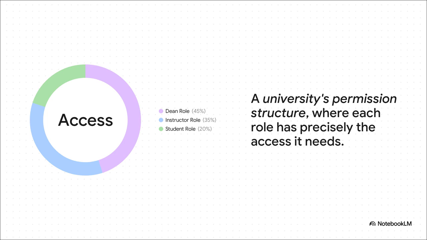A university is a great way to picture this. A student role might only have permission to read the course catalog. An instructor role can do that, plus they can read student lists and update grades. And then a dean role has even wider access to manage entire departments and faculty. Each role gets exactly the permissions it needs and nothing more.